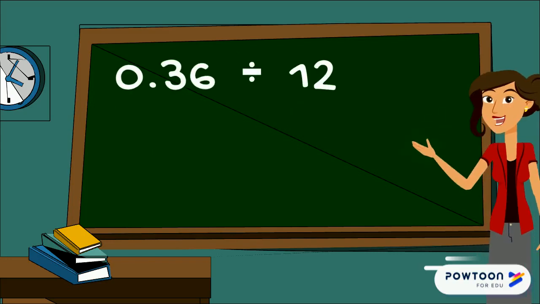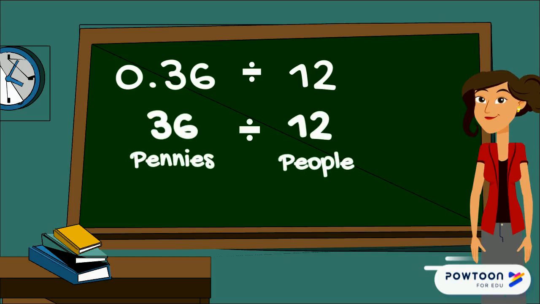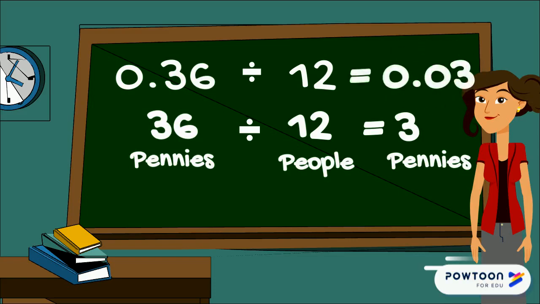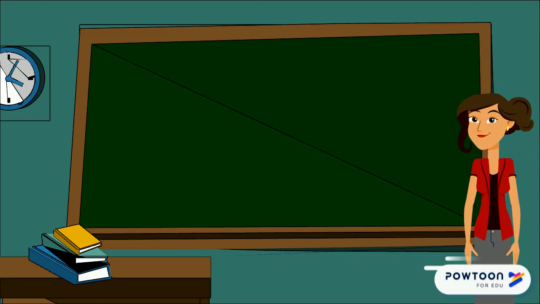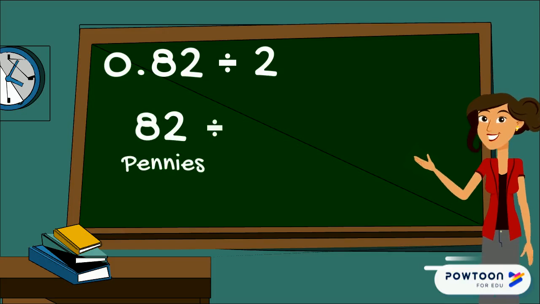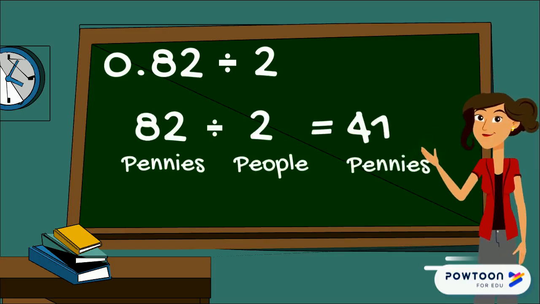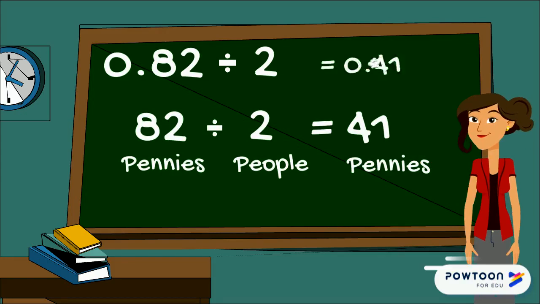What is 36 hundredths divided by 12? Yes, 36 divided by 12 equals 3. Therefore, 36 hundredths divided by 12 equals 3 hundredths. What is 82 hundredths divided by 2? Yes, 82 divided by 2 equals 41. Therefore, 82 hundredths divided by 2 equals 41 cents.